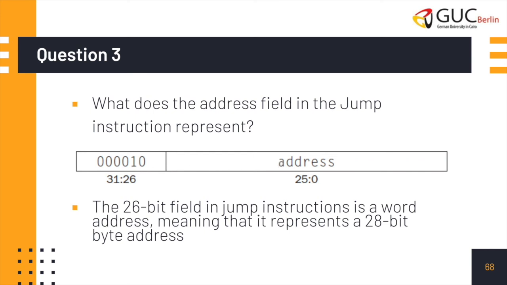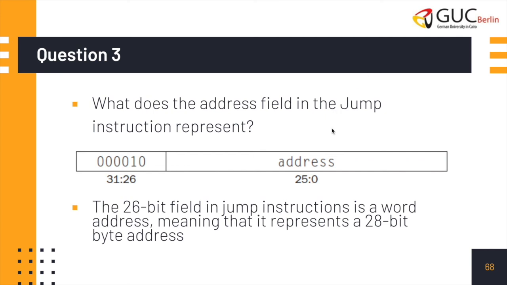So in both scenarios, I need to multiply by 4. Multiplying a word by 4 means shifting it to the left by 2, which means I will add 2 zeros to the right. So bit 0 and bit 1 will be 2 zeros because I'm doing a shift left logic. Multiplying by 4 or shifting to the left by 2 will add 2 zeros to the right.